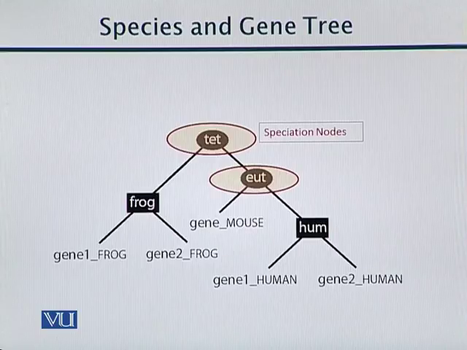Nodes are shown as speciation nodes where this information or this split of species is occurring. And here I have shown these species which are frog and human.